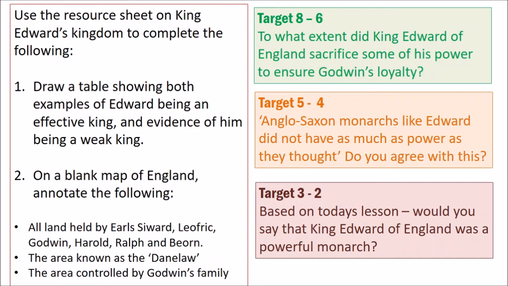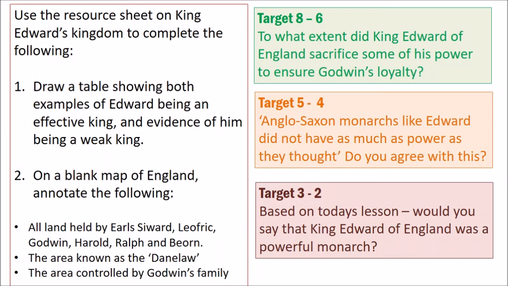Okay, so we've had roughly about 15 minutes. Off the top of my head here, Edward being an effective king. Well, he grew up in Normandy in exile, and when he came to England, lots of people kind of questioned whether or not he could effectively run the country. So one of the good things about him as a king is he managed to get the earls on side. He got Godwin on side, and he got some of the other ones on side, usually by political marriages. That was an example of being an effective king.